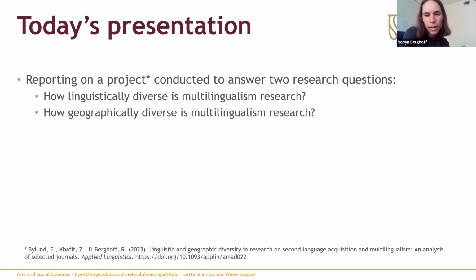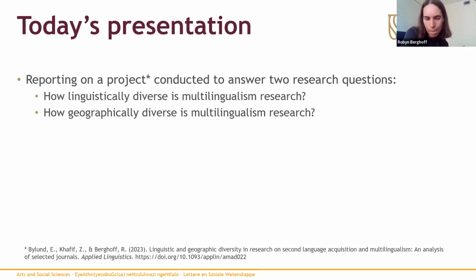Firstly, how linguistically diverse is multilingualism research? Here we're interested in what the languages are that people are studying when they do research on multilingualism. Is it, as people have proposed, heavily English dominant? Do people rely a lot on people learning English, or first language speakers of English learning another language?